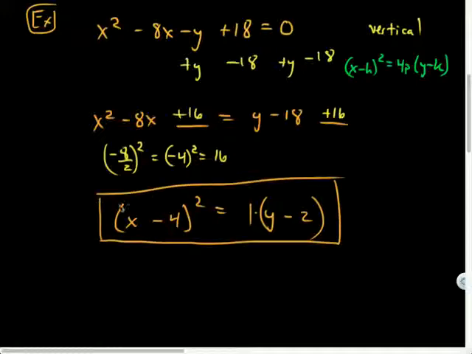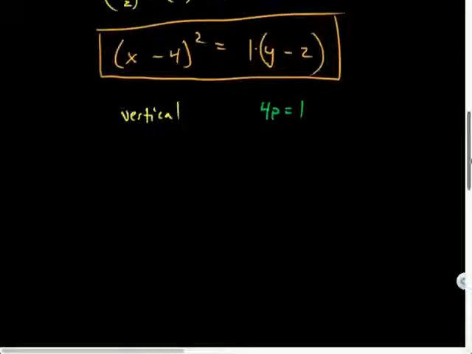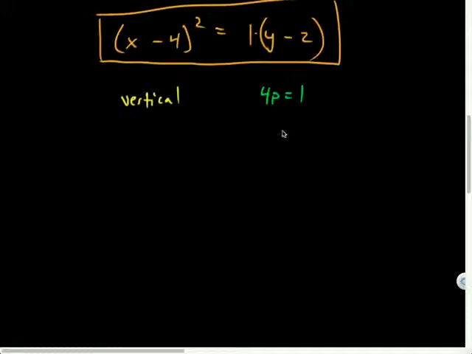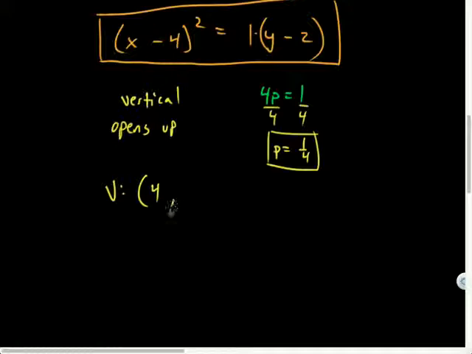So let's gather the information from this. I already knew that it was vertically oriented. I know that 4p is equal to that number. Solving for p, I would divide both sides by 4, and p equals 1/4. The fact that this is positive and it's vertical tells me it opens up, towards the positive y-axis. Our vertex is going to be (4, 2). It's the opposite of this number for the x-coordinate, and the opposite of this number for the y-coordinate.